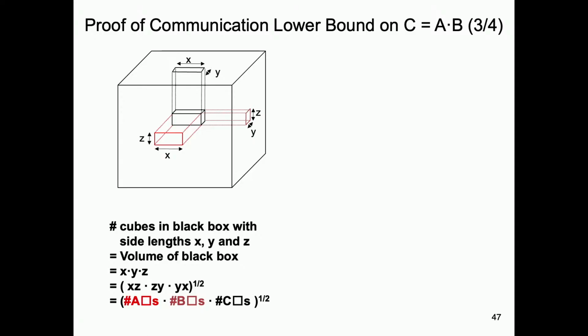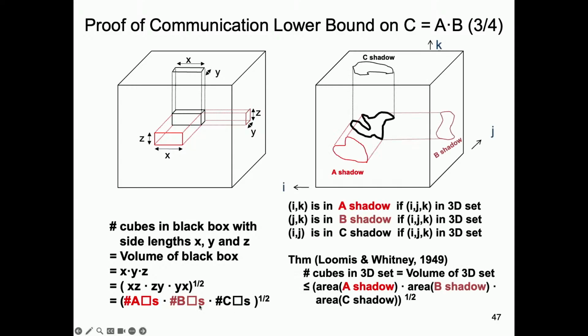And what's amazing is that it's always an upper bound. And this is a theorem that goes back to 1949. So I can have an arbitrary subset of cubes in here. I project them onto the A face, call it the A shadow, the B shadow, and the C shadow. And the number of cubes is upper bounded by the product of the areas, take the square root. And that's true no matter what subset there is. So that's where my M to the 3/2 comes from.